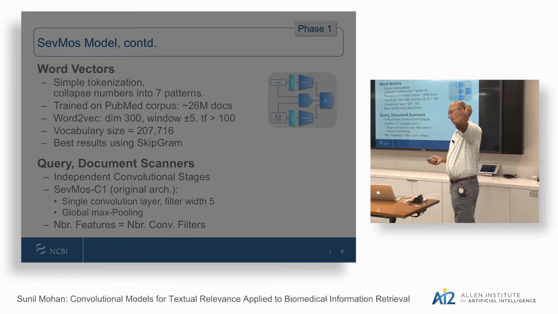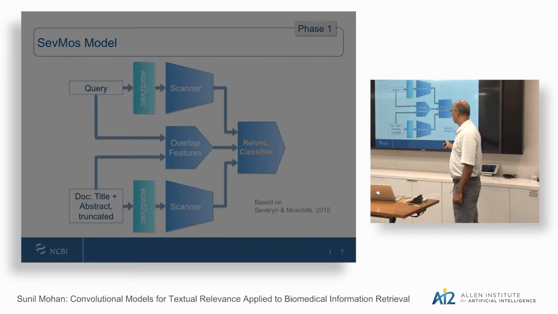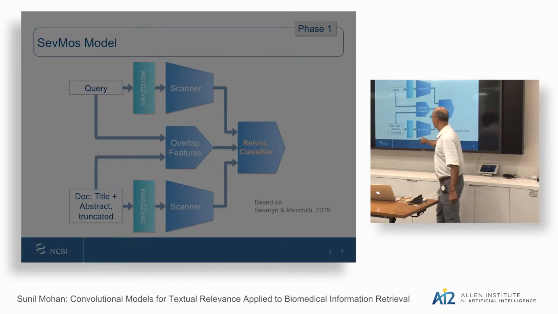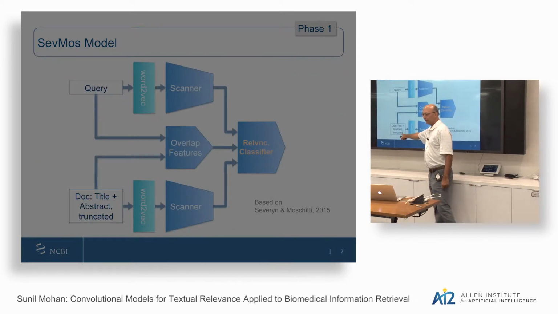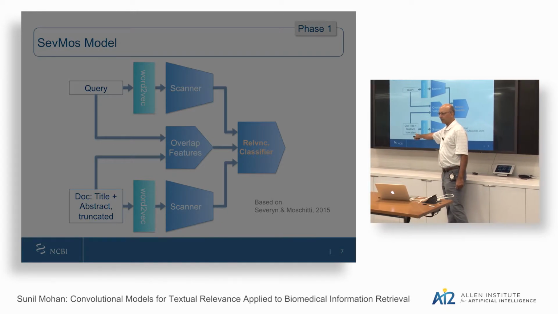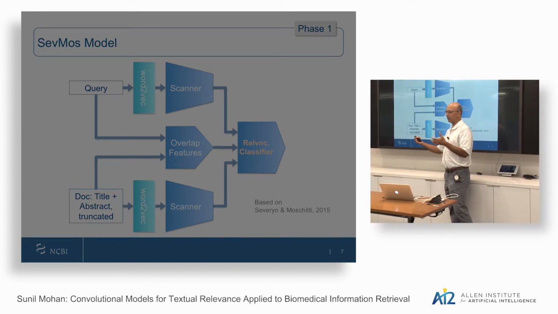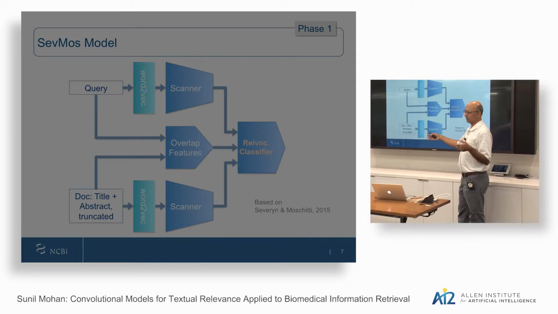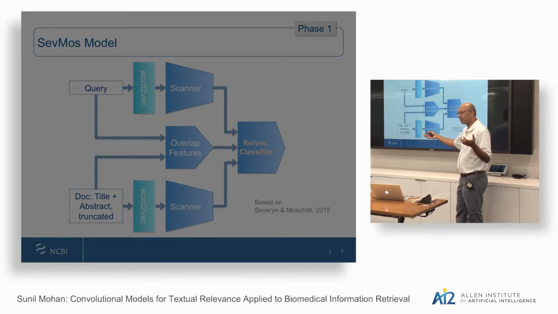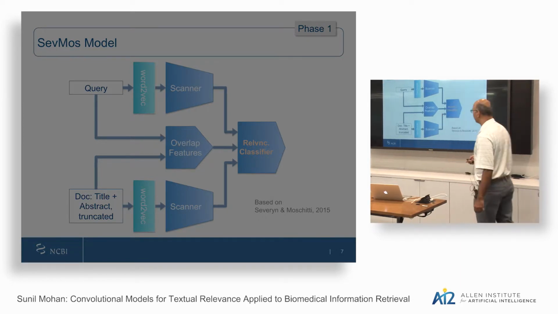Yeah. And then you do have, how many layers do you have? In their original architecture, just one layer. I'll come back to this, but I truncate the input. So I take the title and the abstract, and I tested different lengths, and 50 seemed to work the best. I'll talk more about that later.